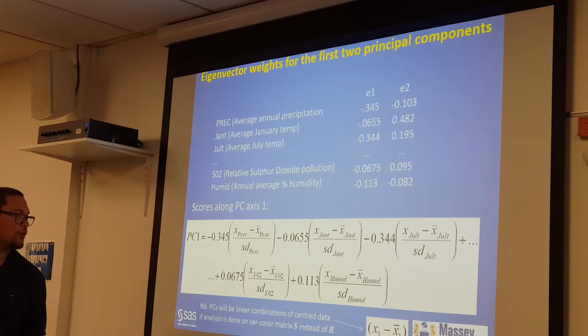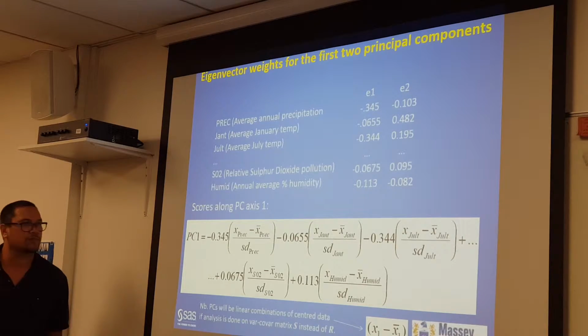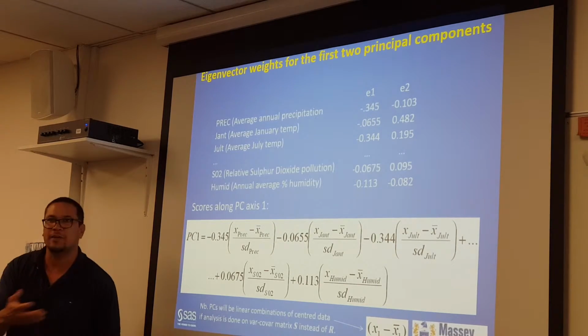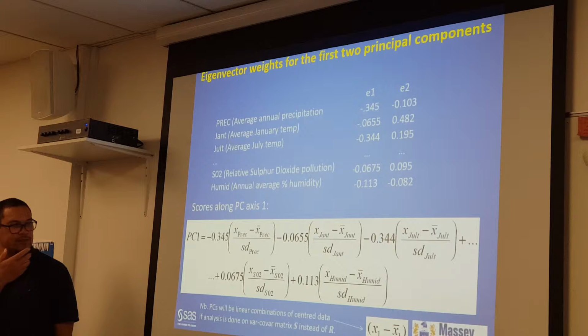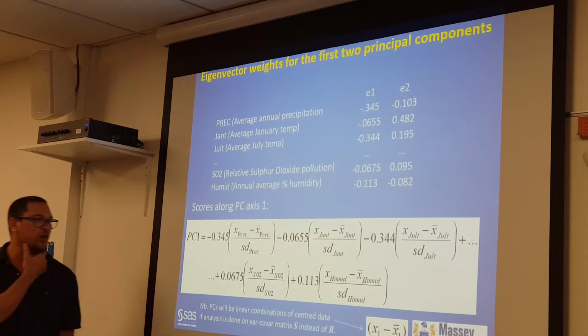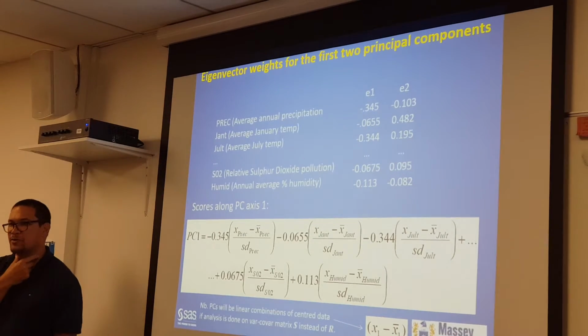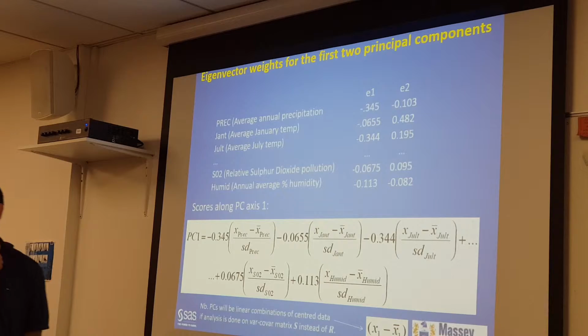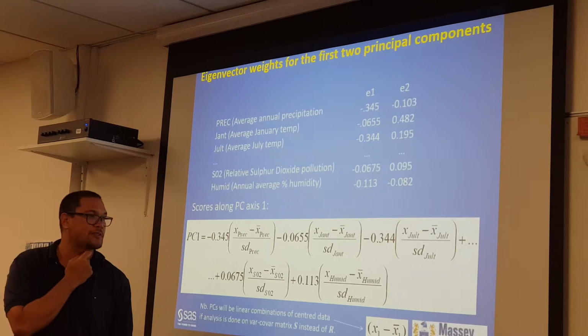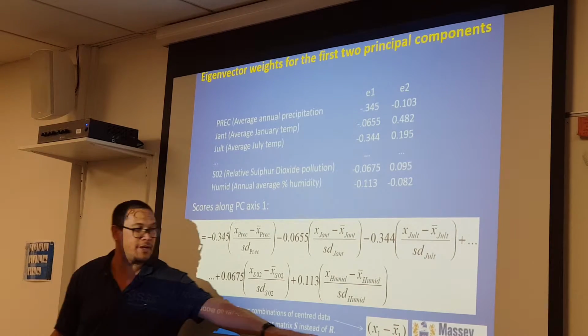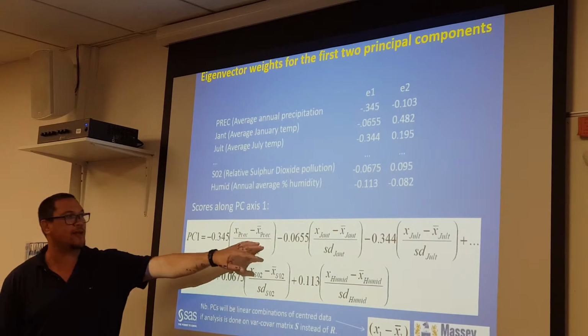All right, so your PCs, your principal components. When I say a principal component, I just mean your eigenvector, turns out, same thing. They will simply be a linear combination of the centered data, if your analysis is done on the variance-covariance matrix instead of on R. R is your correlation matrix. If it's done on R, you don't have to worry about this step here.